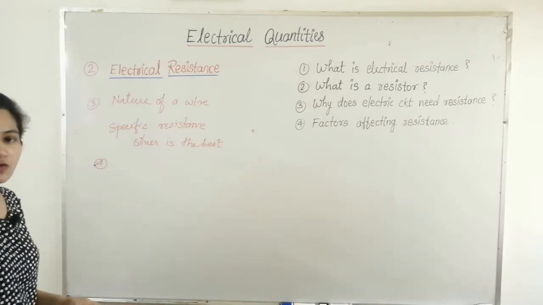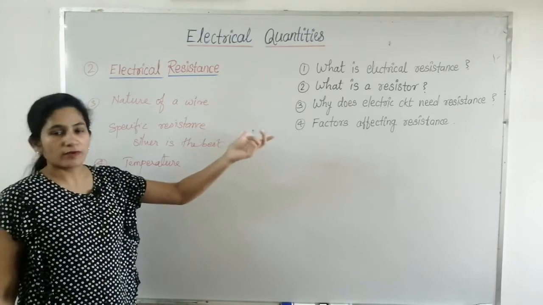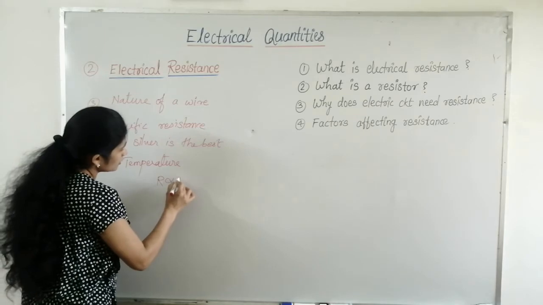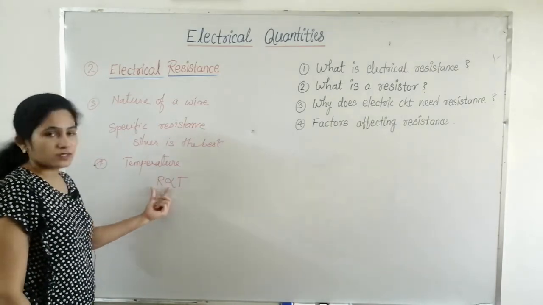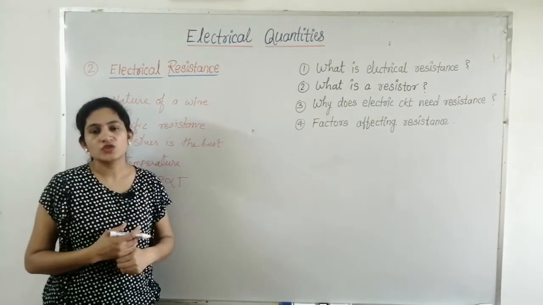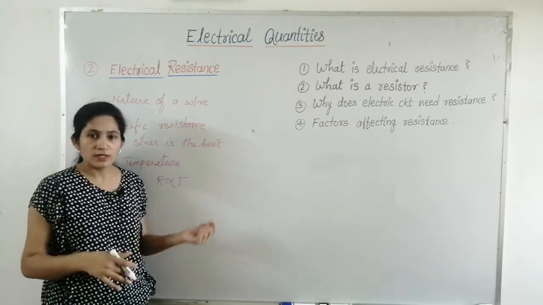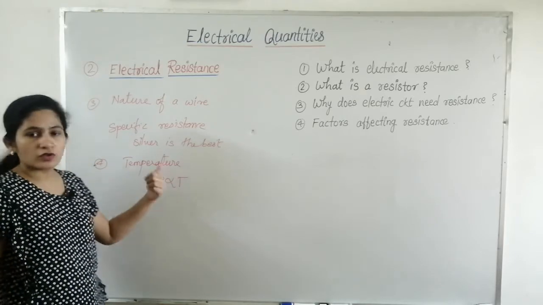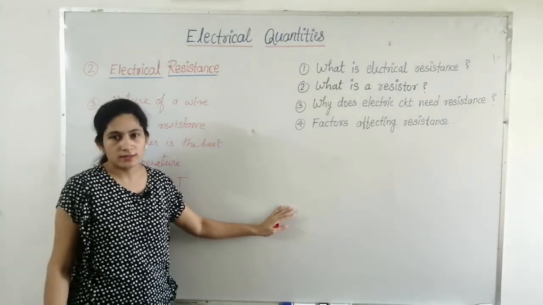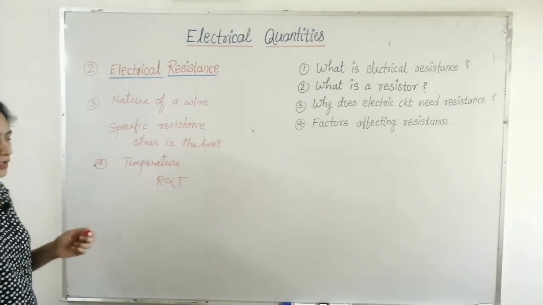Fourth factor on which resistance of a conductor depends is temperature. Resistance of a wire also depends on temperature. So it is directly proportional to the temperature. It means if the temperature increases, resistance also increases, because as the temperature increases, the average kinetic energy of the molecules of a conductor increases, and therefore the number of collisions also increases. As the number of collisions increases, the resistance also increases, because then the amount of current flowing through the conductor will be less, and hence the resistance of a conductor increases with the increase in temperature.